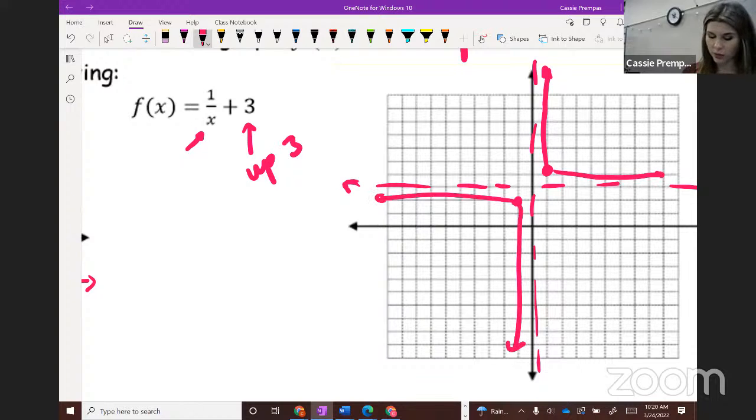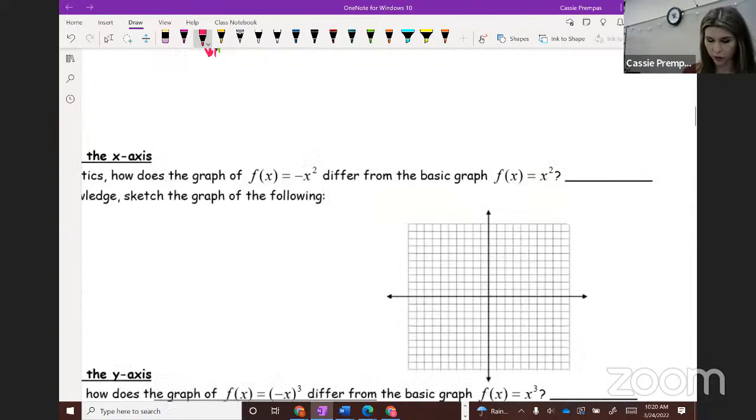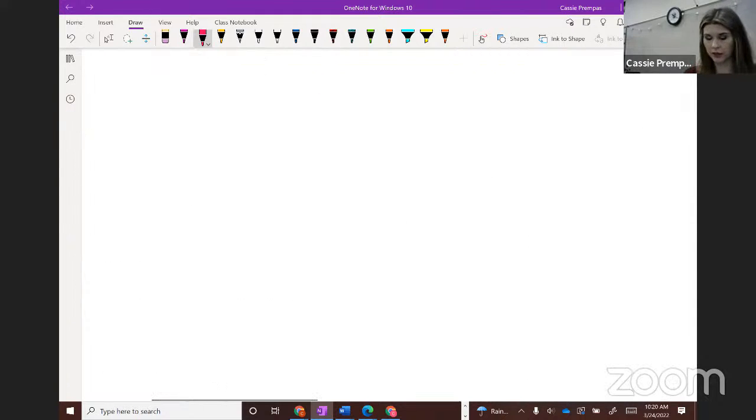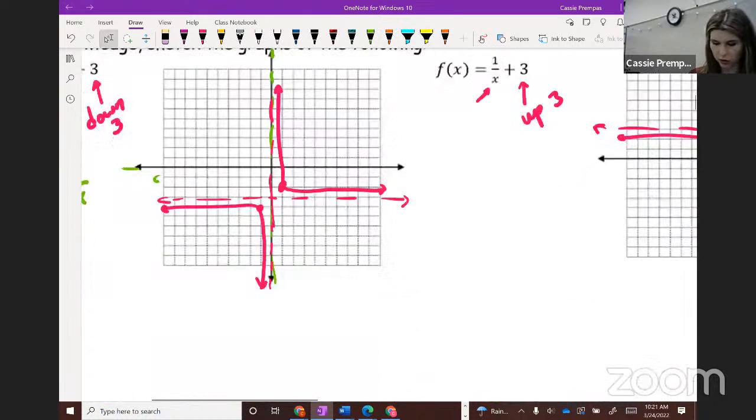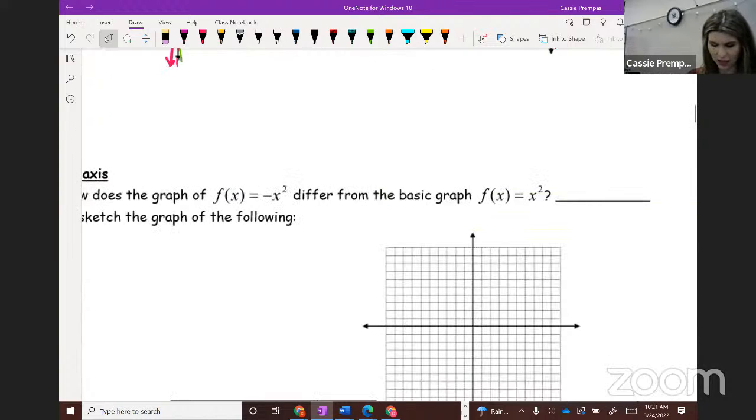All right, 2 other types of transformations we're going to look at. Recall with one you've already done, like the x squared: if there's a negative in front of the x squared, that's going to take the original parent graph and reflect it over. I always think upside down, but it's really going to reflect over the x-axis.